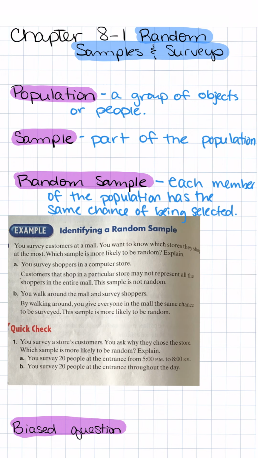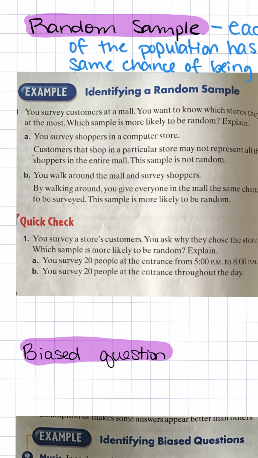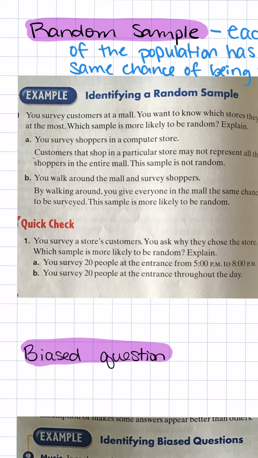So, identifying a random sample. You're surveying customers at a mall. You want to know which stores they shop at the most. Which sample is more likely to be random? Explain. So A, you survey shoppers in a computer store. Customers that shop in a particular store may not represent all the shoppers in the entire mall. So that is not random.